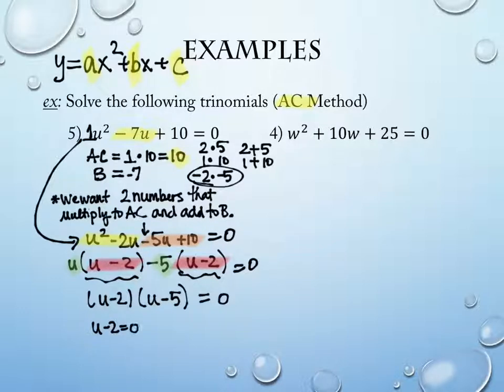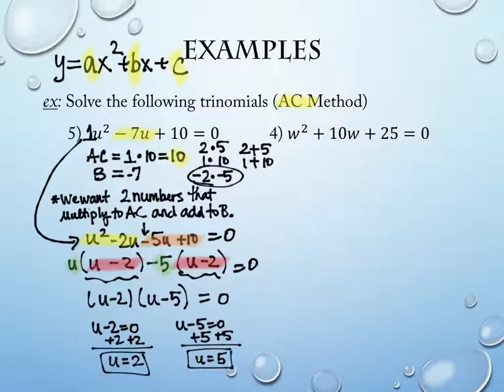U minus 2 equals 0. And u minus 5 equals 0. We'll add 2. We'll add 5. So this one becomes u equals 2. And this one becomes u equals 5. And that's the AC method.